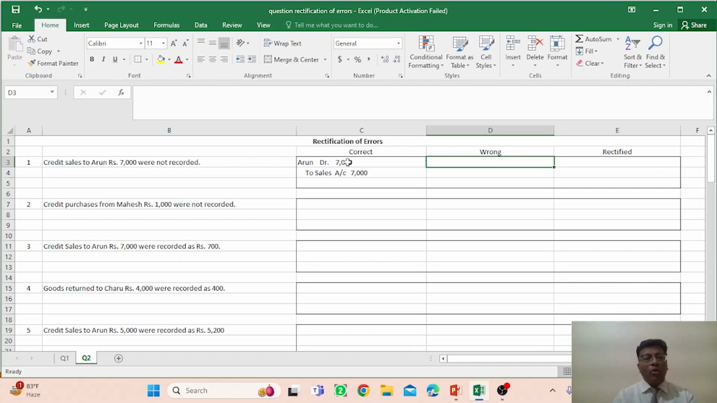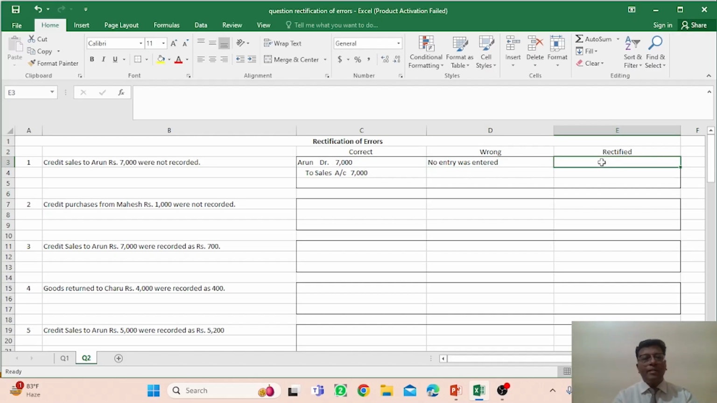And now the wrong entry is that it was not recorded. Basically it is a case of omission: a particular transaction took place in the business organization and you did not record it in the books. So it is assumed that no entry was entered in the books. So for the wrong entry, it means there was no entry. Just give a dash, or you can write over here that no entry was entered.